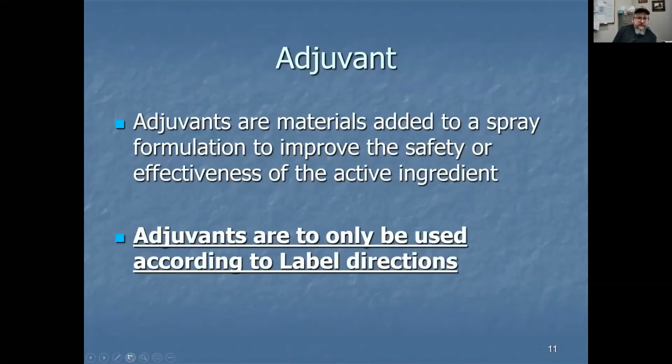Adjuvants are materials that are added to a spray formulation to improve the safety or effectiveness of the active ingredient. Okay, so the label will determine and will tell you if adjuvants can or can't be used. So adjuvants are to only be used according to the label directions. Okay.